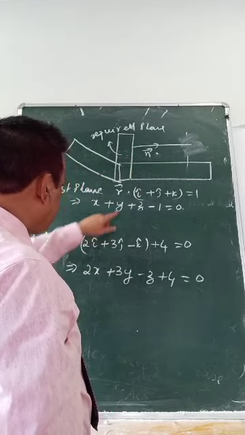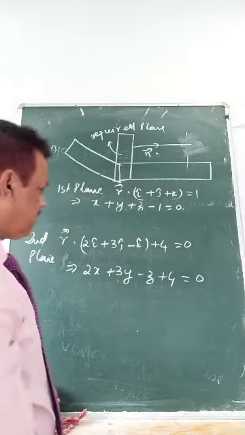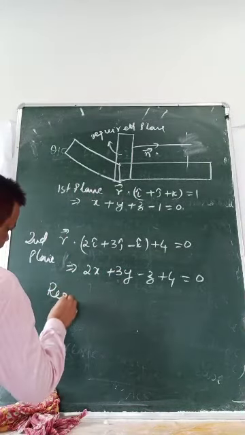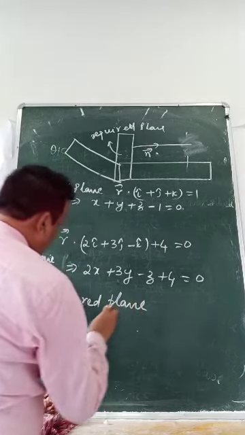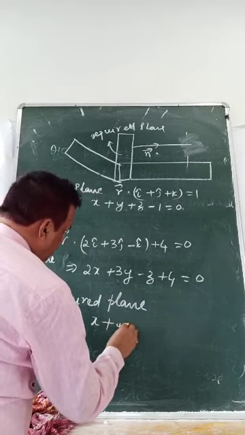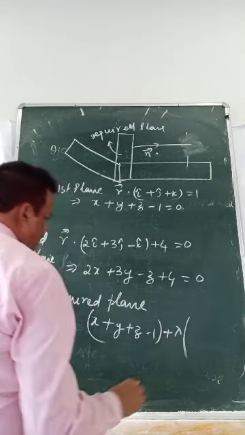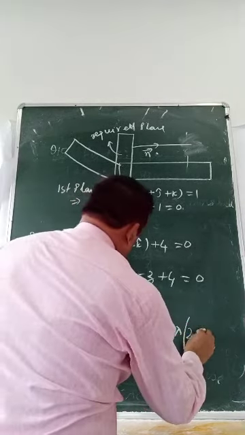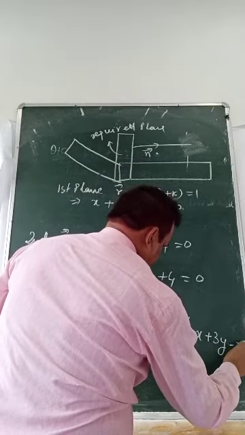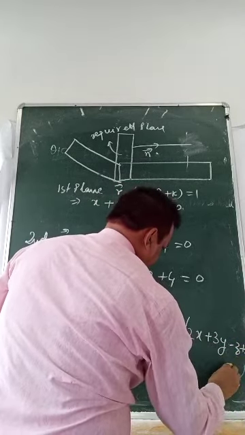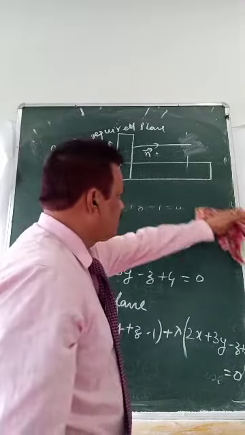What is the formula? The first plane plus lambda times the second plane equals 0. So the required plane is x plus y plus z minus 1 plus lambda times (2x plus 3y minus z plus 4) equals 0. Okay.